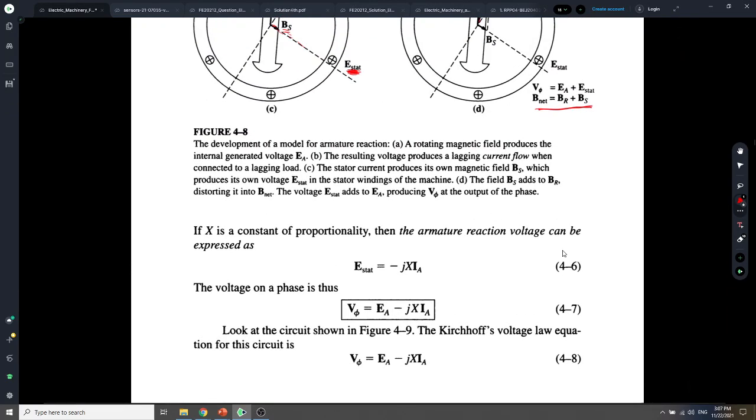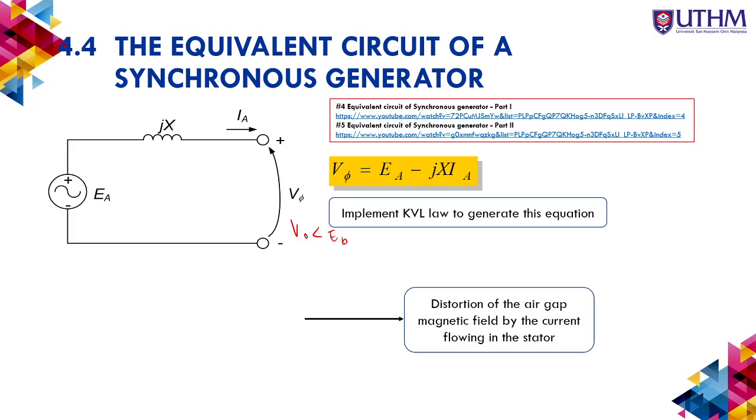So you can see here, if the X is constant and proportional, then the armature reaction voltage can be expressed as, at this point, so E stator. Okay. So E stator is equivalent to negative j X IA. Okay. So boleh tengok kat sini lah. So therefore dia punya equation ni kat sini. Okay. So this is E stator, negative j X IA. Okay. So kalau kita buat Kirchhoff voltage law, so kita akan dapat equation ni lah.